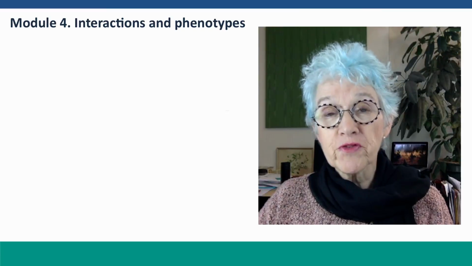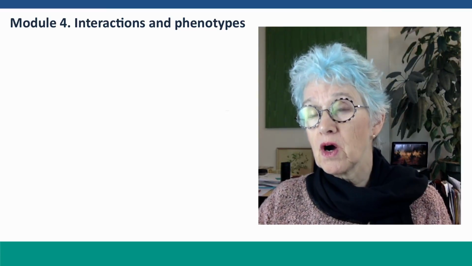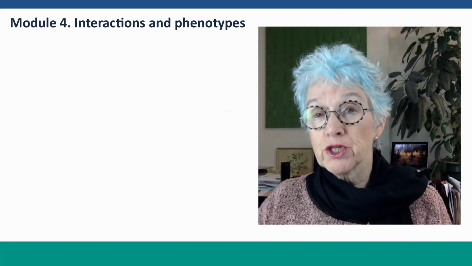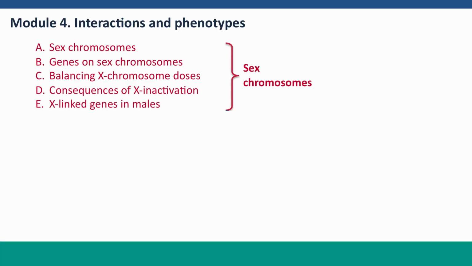This is the overview video for Module 4, where we'll be building on the simple view of how genotypes determine phenotypes that we presented in Module 3. We'll start with thinking about sex, specifically how our chromosomes, the genes on our chromosomes, determine what sex we are, whether we're male or female, and how this mechanism affects how our genes are expressed.